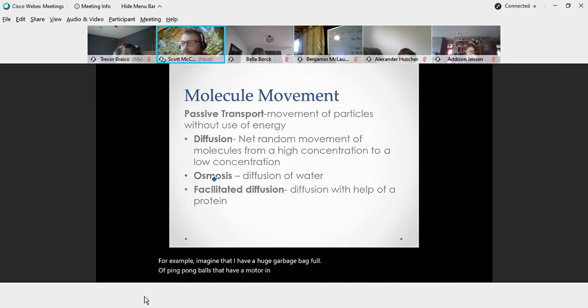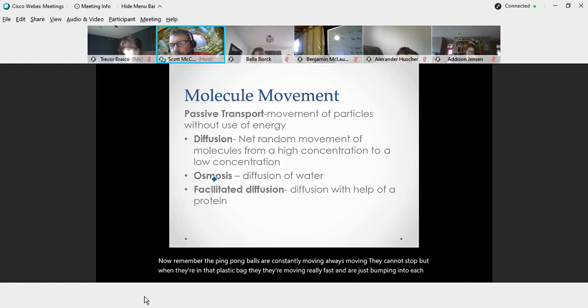So every single ball is constantly vibrating and moving. Okay. And I'm sticking them inside a big, huge black plastic bag. Okay. So what I'm going to do now, remember, the ping pong balls are constantly moving, always moving. They cannot stop. But when they're in that plastic bag, they're moving really fast and they're just bumping into each other really fast and not going anywhere.